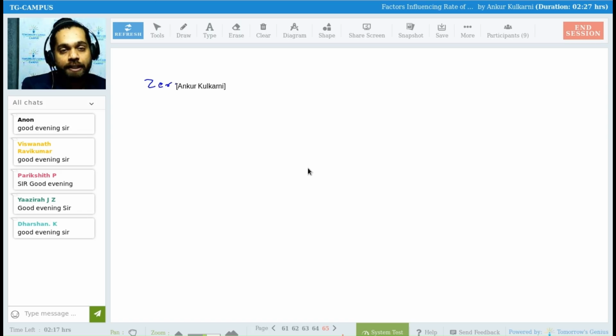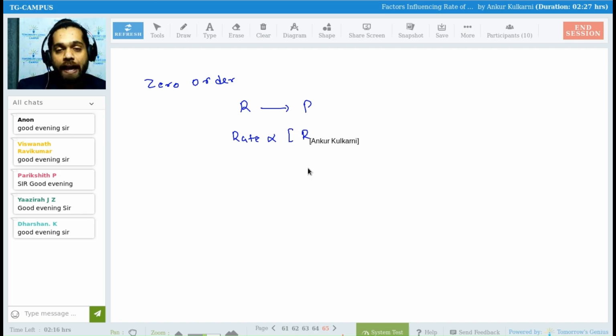So let us quickly revise what we have done in the zero order. Then we have to do the half-life for that. In the zero order, suppose I have a reactant that gives me product. So rate always and always depends on what? Is it the reactant or the product? I have told you this, you have not revised. Rate always is dependent on the concentration of reactants.